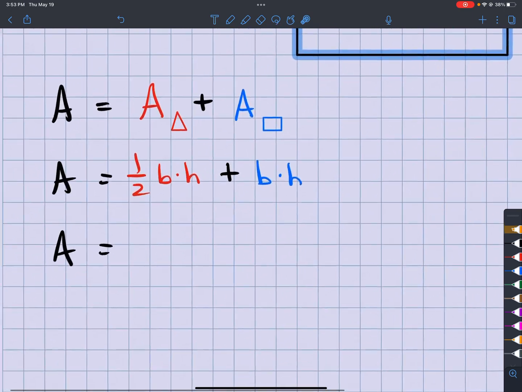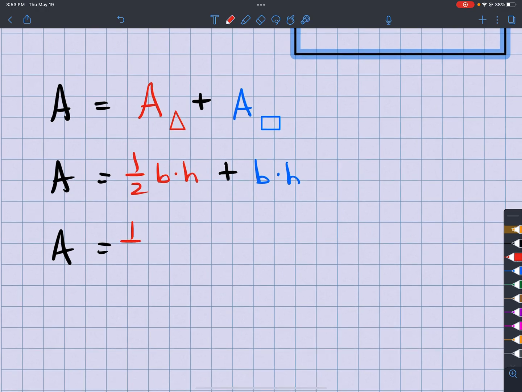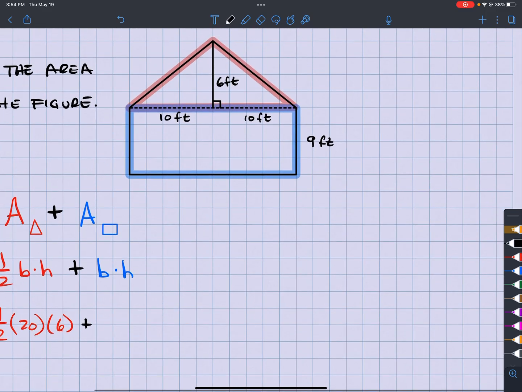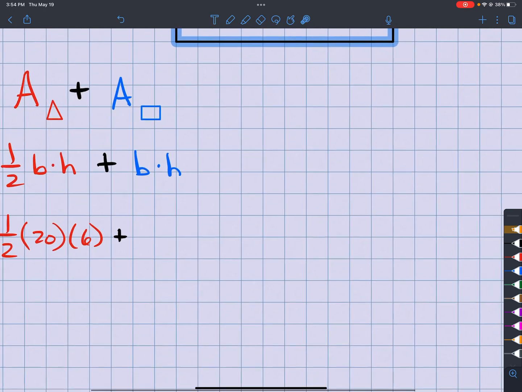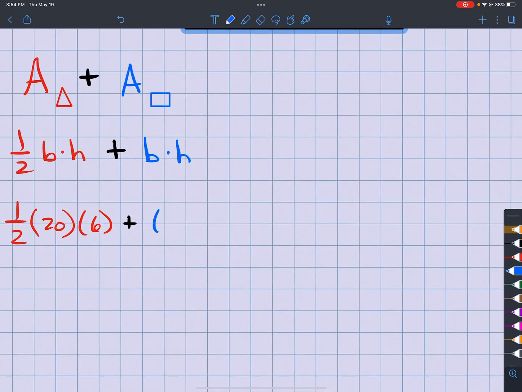So let's go ahead and go back in here. So this is going to be 1/2 times the base, which was 20, times the height, which is 6. And then the base and the height of that rectangle, right? So since this is 20, what do I know about the opposite side of a rectangle? They're equal. So this must be 20 as well. And this is 9 feet. So the base is going to be 20 and the height is going to be 9. So this would be 20 times 9.